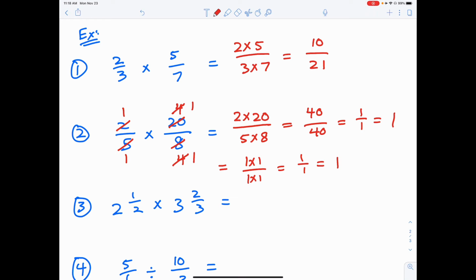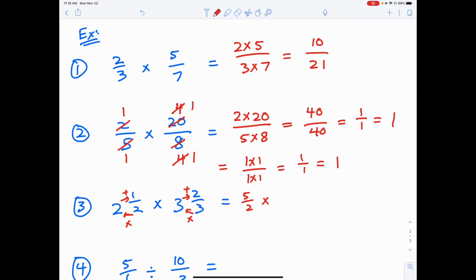The next one here, we have mixed fractions. So we need to change them into improper first. So again, we're going to multiply and then add. Also multiply and then add. So the first one, 2 times 2 gives us 4, plus 1 is 5. So we'll change that to 5 over 2.